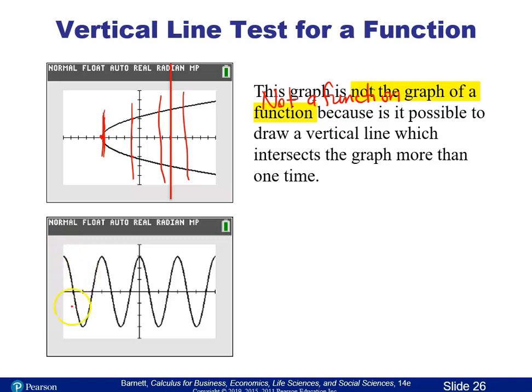Okay, now this one, even though it goes up and down quite a few times, there's no place that if I draw a vertical line that it's going to touch it more than one time. So this would be an example of yes, it is a function.